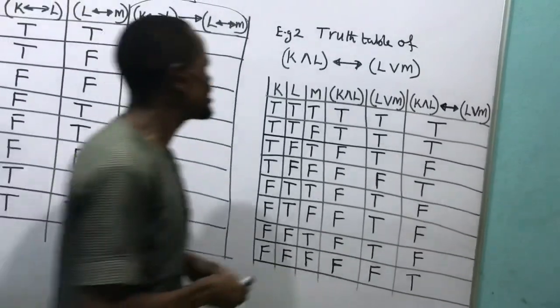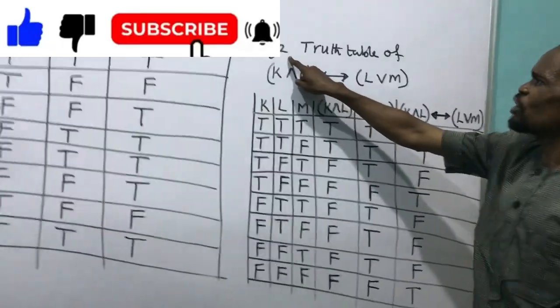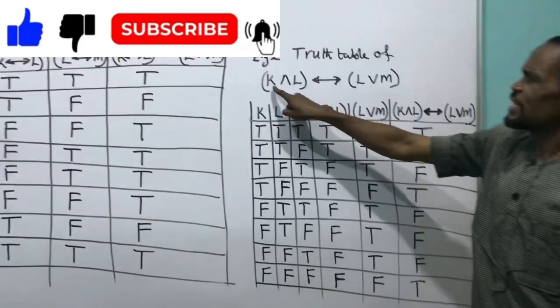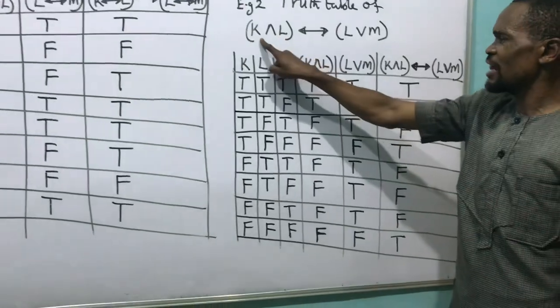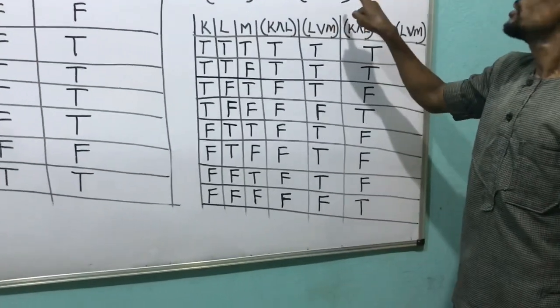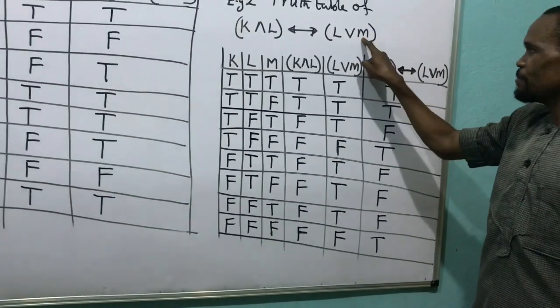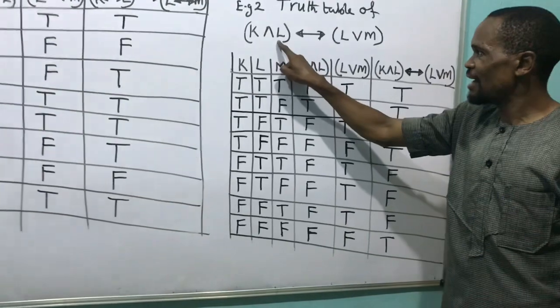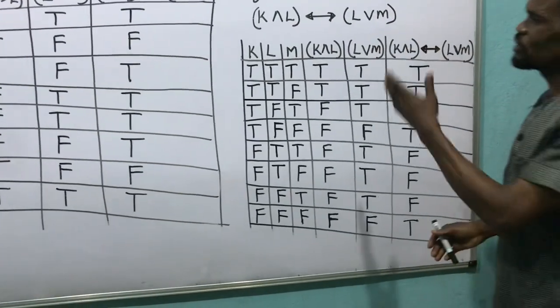Then let us look at example 2. Come over here. Example 2 says what? Truth table of K and gate L, double implication, L or gate M. This is K and gate L, double implication, L or gate what? M. Well, let us look at it.